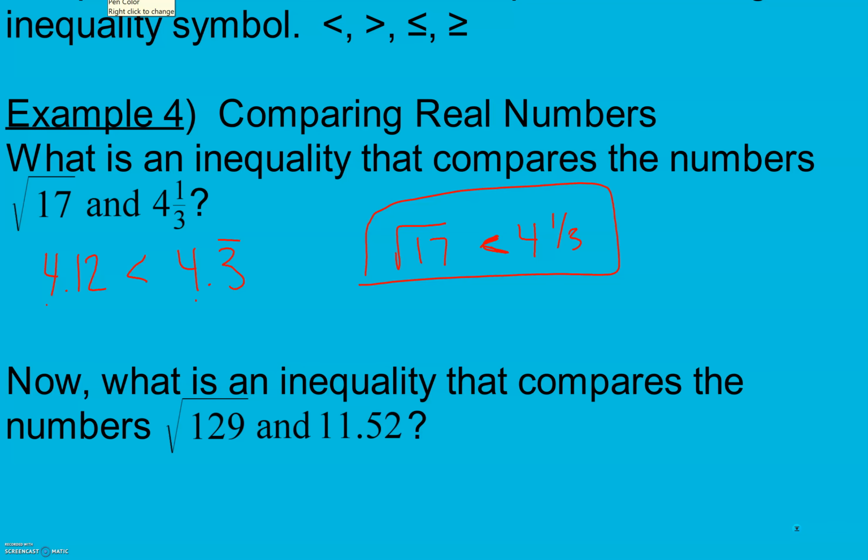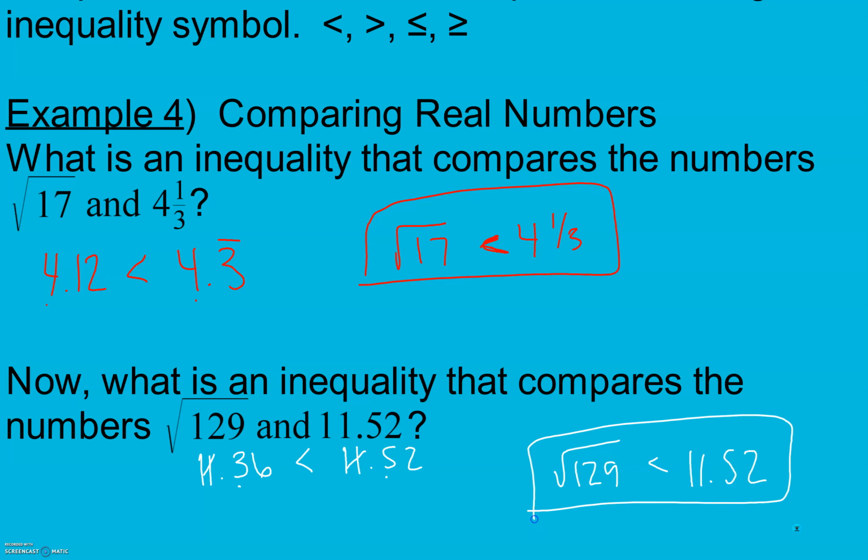When we figured this out here, again, the 11.52 is already in decimal form, but our square root of 129 is not. So if we take the square root of 129, I get approximately 11.36. Now, if I compare them, my 11s are the same, but 3 is less than 5. So since 36 is less than 52, I have the square root of 129 is less than 11.52. Okay, so get them into a comparable form and then compare your digits. What's bigger, what's smaller?